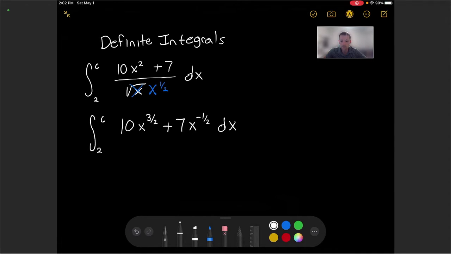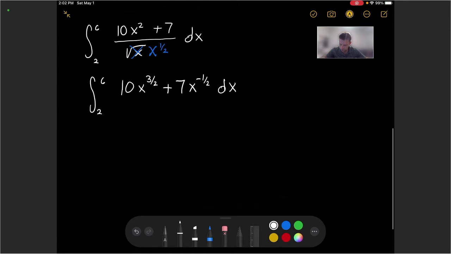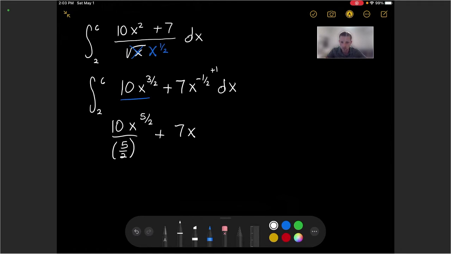So now that I have my variables with exponent powers here, I can now work with taking antiderivatives. So let's start with the antiderivative of our first term. This will be 10x, and we'll raise the power by 1, making it 5 over 2, and divide by the new power 5 over 2. Plus, we'll have 7x. If I add 1 to negative 1/2, I'll have a positive 1/2, divided by a 1/2.